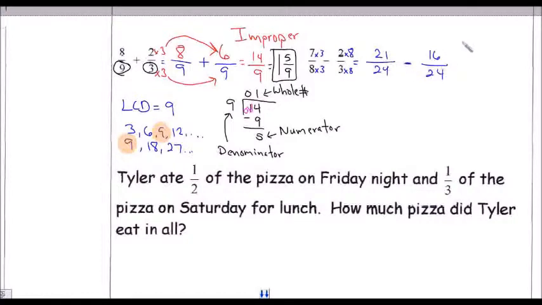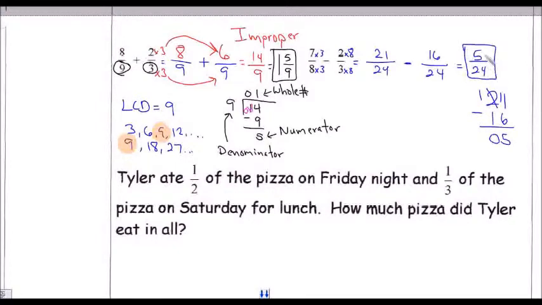So 21 minus 16. If you don't know how to do this horizontally, go ahead and write it down vertically. It's 21 minus 16. And the way you do this is just regroup, and you end up with 11 minus 6. That gives me 5. And 1 minus 1 is 0. So really it's just 5. So my answer is going to be 5. And we keep the denominator the same. So 5 over 24, 5/24.